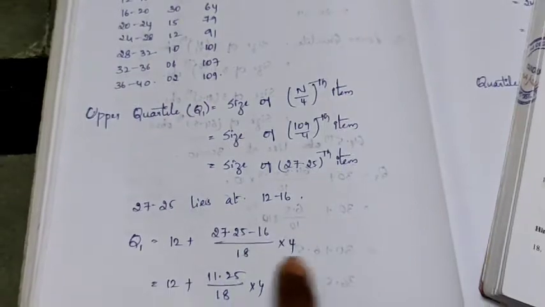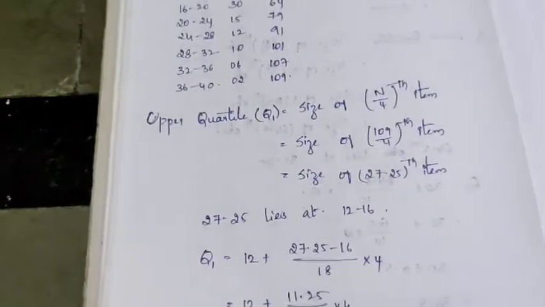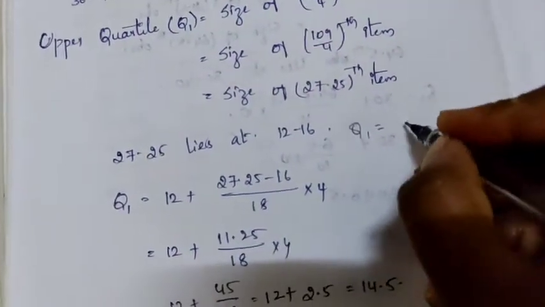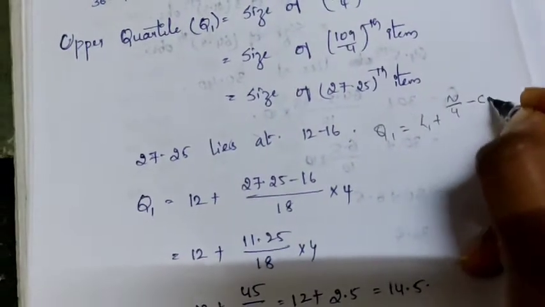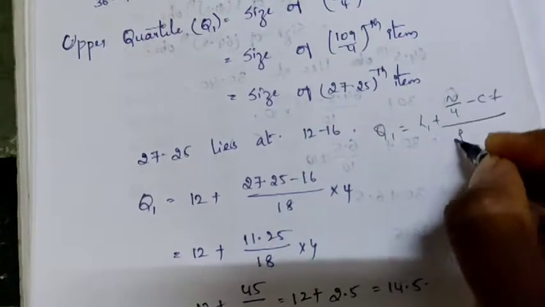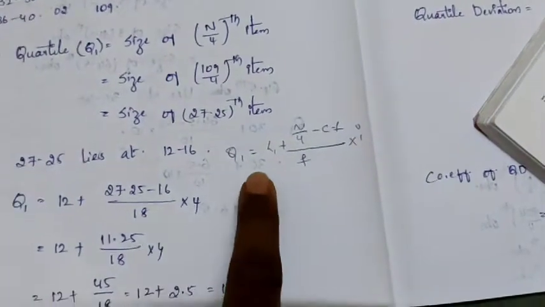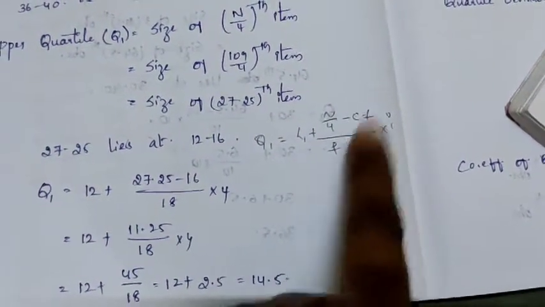Now we have to apply the Q1 formula. The formula is not given here; I will write the formula, see. Q1 is equal to L1 plus n by 4 minus CF by F into I. I already told you the formulas in the median; see it once again here. Q1 is equal to L1 plus n by 4 minus CF by F into I.